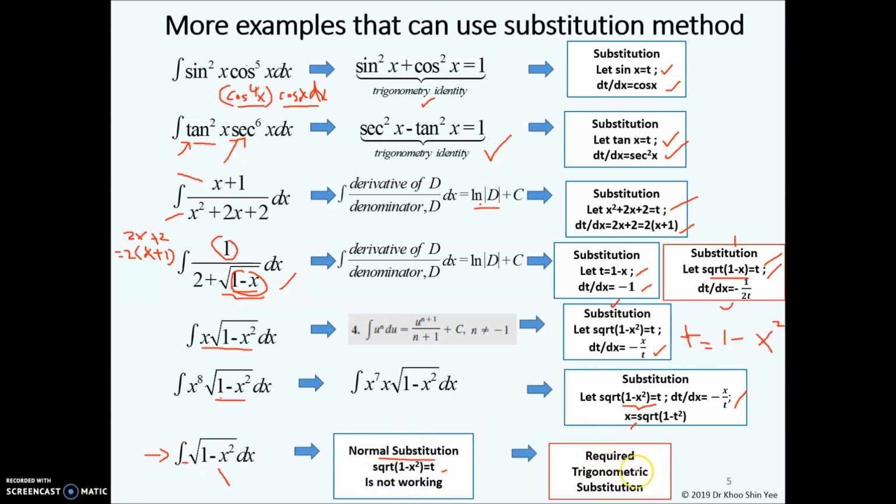To solve this problem, we require the trigonometric substitution, where you can see in this form is a form in the format of 1 over a squared plus b squared. So if you get some function like this, and if it cannot be solved by using the normal substitution, then we can use the trigo substitution.